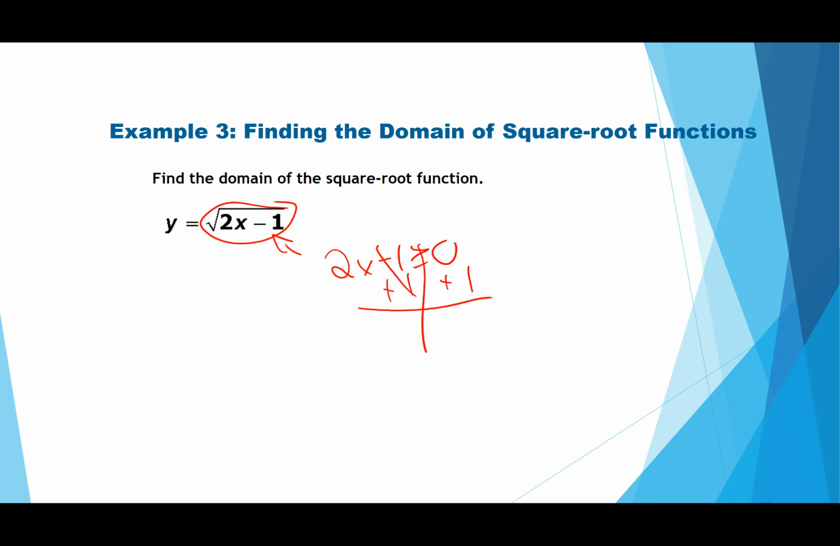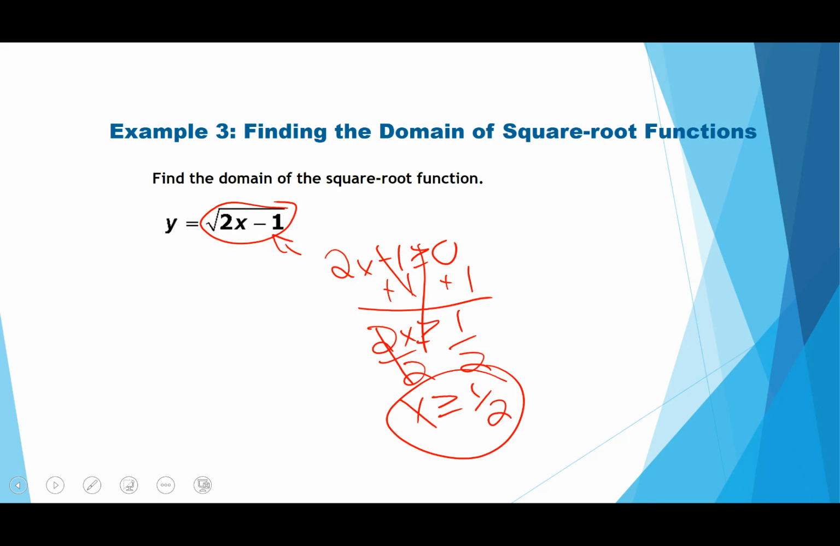Adding 1 to both sides leaves me with 2x greater than or equal to 1, and then divide by 2. This will leave me x greater than or equal to 1/2. So there's your domain. Any number that's bigger than 1/2 or 1/2 itself will work perfectly fine in this function. Any number less than that will not work.